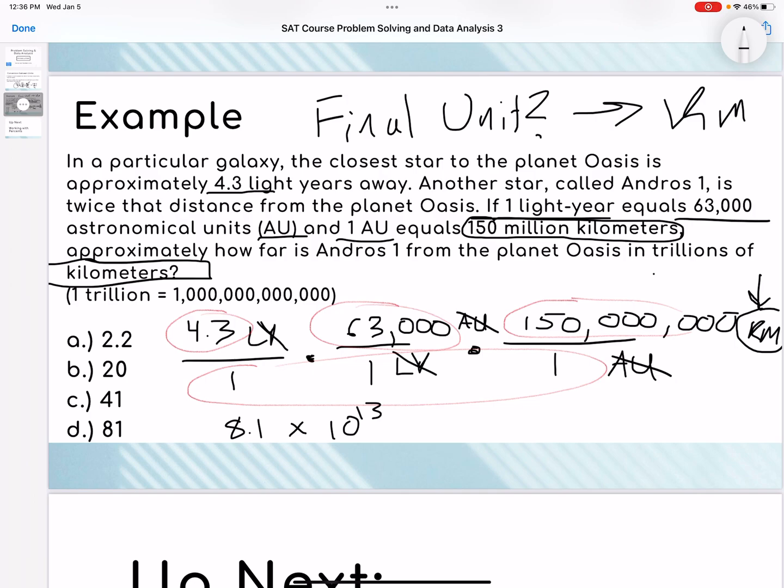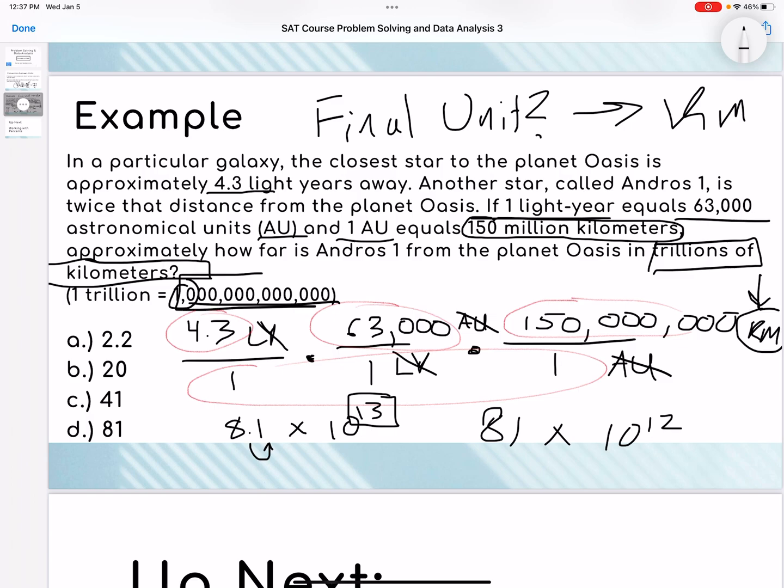However, we're asked in trillions of kilometers, and obviously 8.1 times 10 to the 13th is not any of our answer choices. But we said that 1 trillion was 1 followed by 12 zeros. Well, this 13 would actually mean we have 13 zeros. So if we want to make that only 12, we'll have to move that decimal place 1 over, and you would have 81 times 10 to the 12th. And the 10 to the 12th in this case represents trillion. So it'd be 81 trillion. So D is our correct answer. So it's 81 trillion kilometers away.